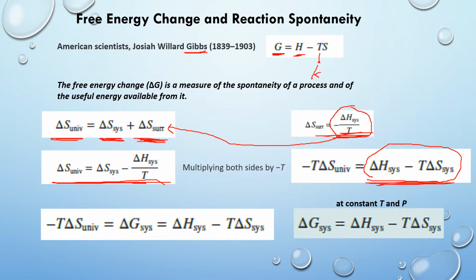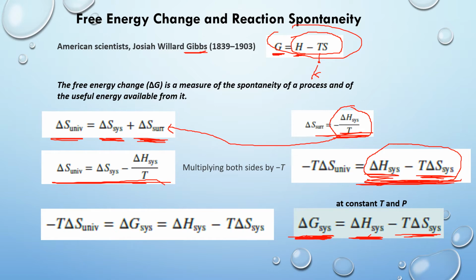You see the format of this right-hand side matches the Gibbs equation. So if we want to relate that to the system, we can say delta H of the system minus temperature times delta S of the system is equal to delta G of the system. Meaning that if we know the temperature and the corresponding delta H and delta S, we can calculate delta G.